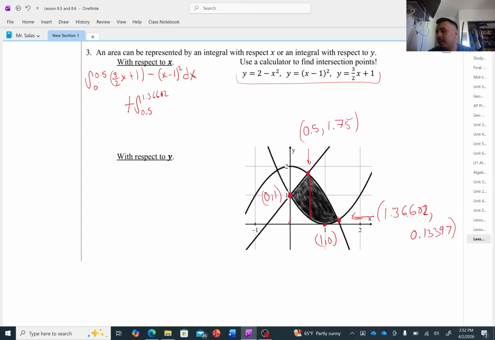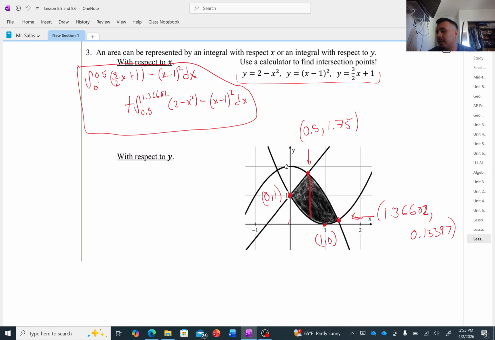And in this case, I'm going to go ahead and set up my integral using my equation. So in this case, this one will be the top one. My top one is this negative parabola. In this case, it would be 2 minus x squared minus my lower parabola, which is x minus 1 squared. And then don't forget your dx. And this right here would be your integral with respect to x. That nasty looking thing, that's your integral.